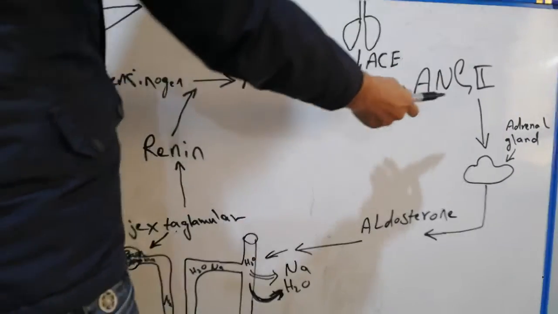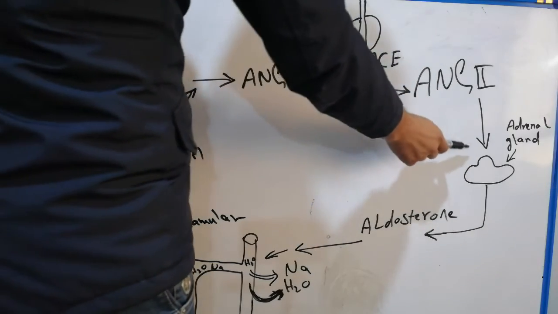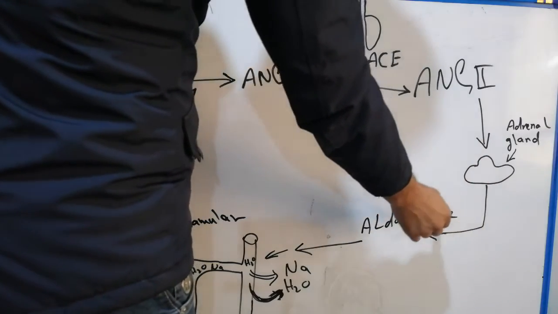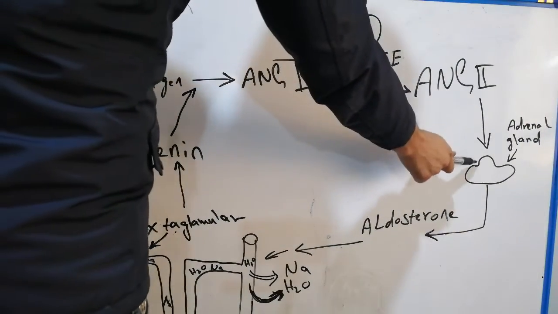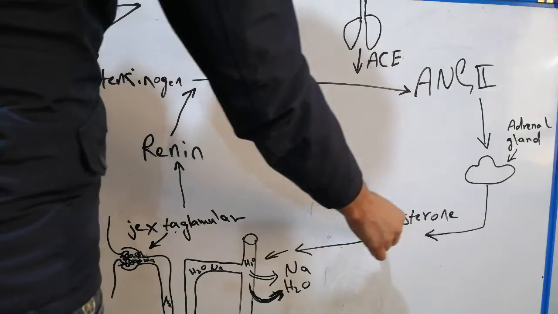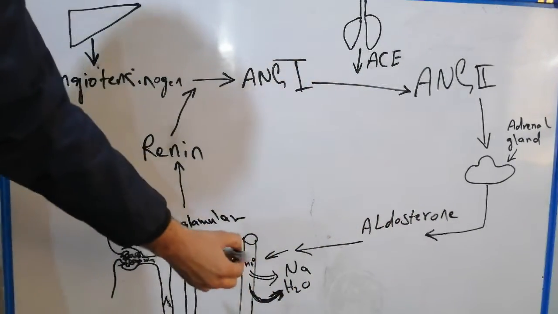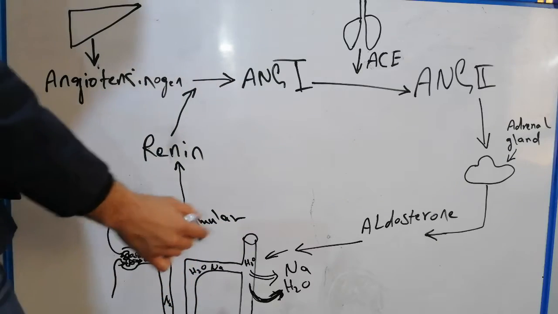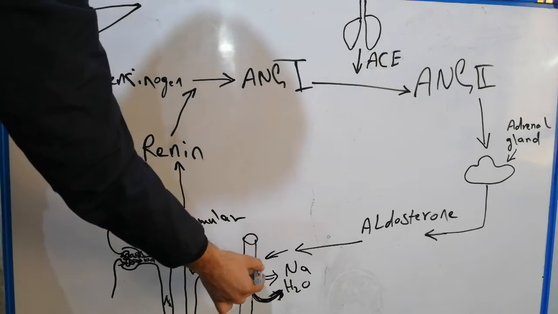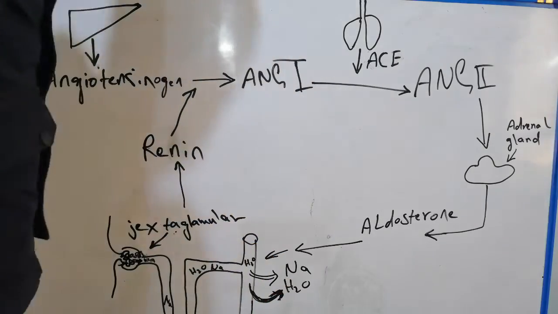Then angiotensin 2 acts on the adrenal gland, stimulating it to produce aldosterone. So angiotensin 2 stimulates the adrenal gland, which produces aldosterone. Then aldosterone acts on the receptors of the tubules of the nephron and causes reabsorption of sodium and water.